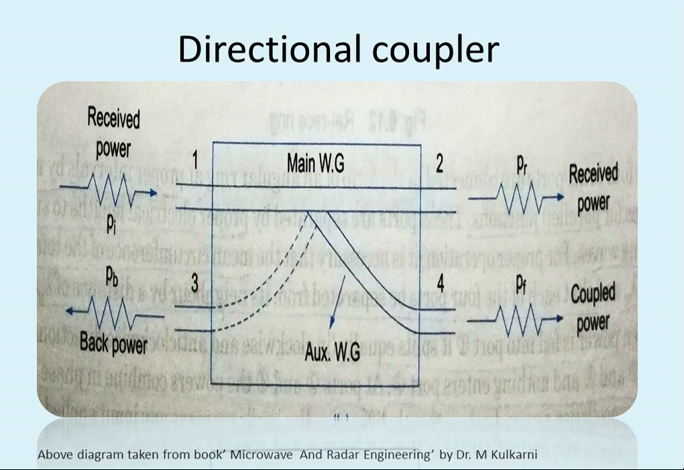Let us consider the properties of the ideal directional coupler. A portion of the power traveling from the port 1 to port 2 is coupled to the port 4 but not to the port 3. A portion of the power traveling from the port 2 to port 1 is coupled to the port 3 but not to the port 4.